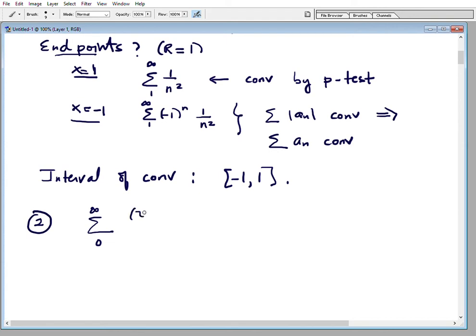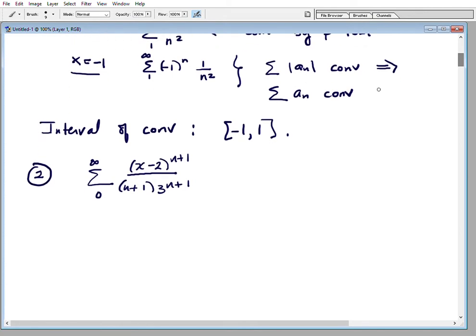Okay, so here we're going to do (x - 2)^(n+1). So this is a power series centered at 2. The other one was centered at 0. All right, so let's look at this one. So again, first you do the ratio test. Always start with that.